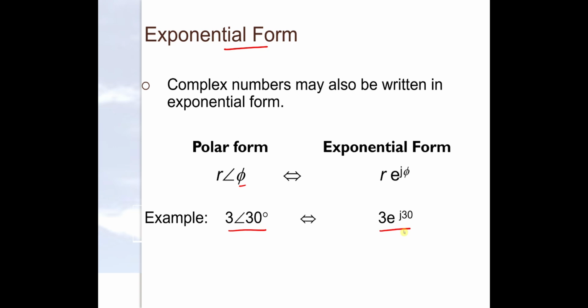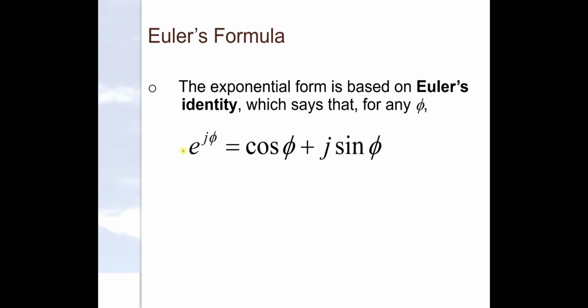Okay, and this exponential form naturally fits our analysis because, if you recall, using Euler's formula, a complex exponential actually corresponds to a complex sinusoid, and this is known as Euler's identity. So e^(j phi) is equal to cosine phi plus j sine phi.